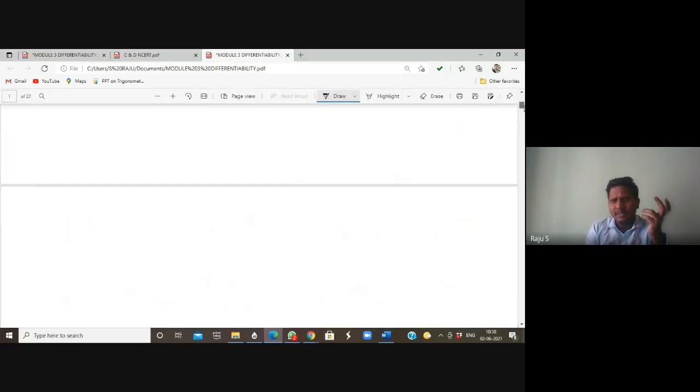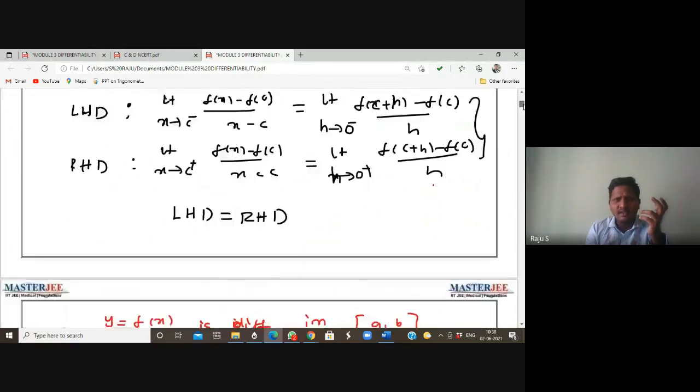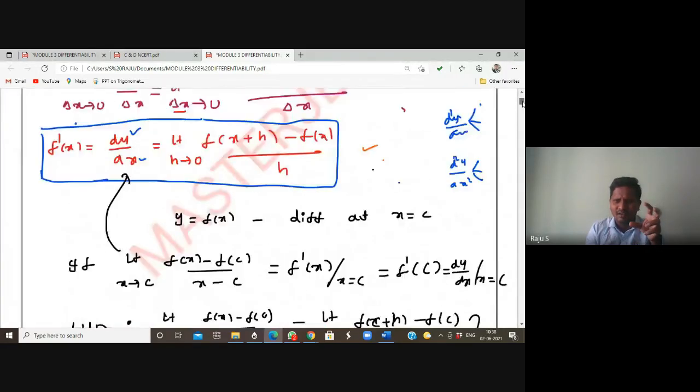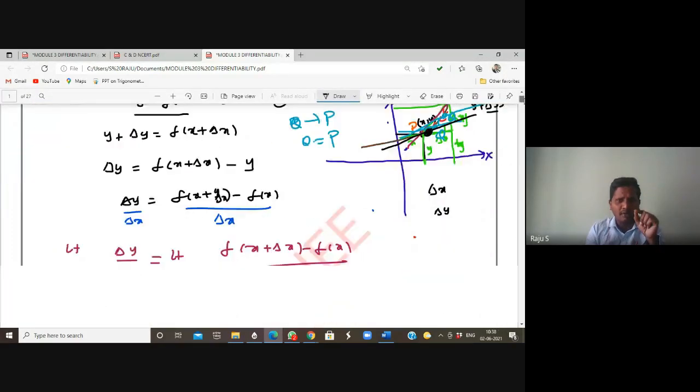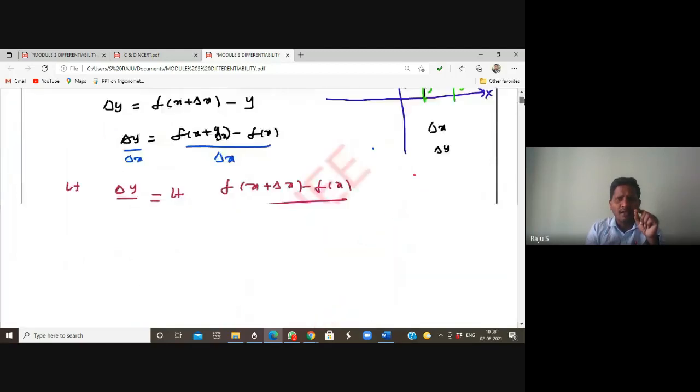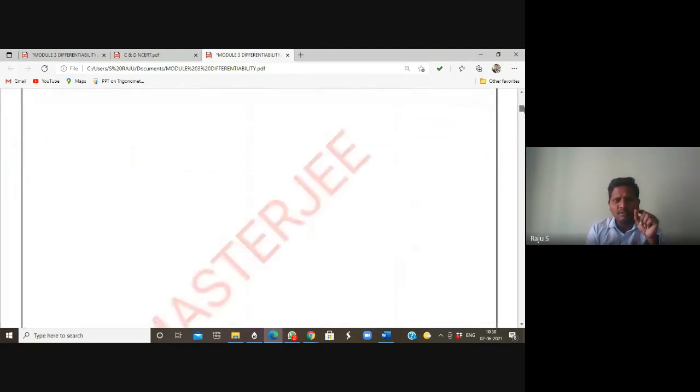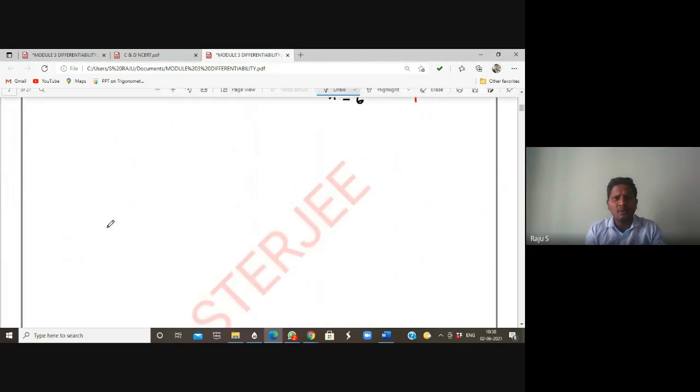So this is the complete concept of differentiability at a point. Right, students? And also remember here a few important notes.